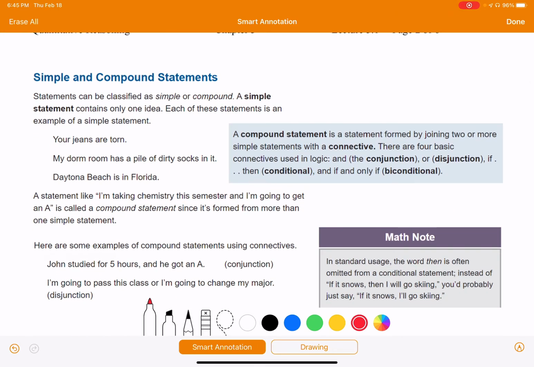All right, next we have simple and compound statements. So simple and compound statements are exactly what they sound like. A simple statement contains one idea. A compound statement will be two simple statements put together. When we put those two simple statements together, we are using a connective. Those connectives are called conjunction, disjunction, conditional, or biconditional. Each of those has a specific word that we will see in the sentence. So we will see and for a conjunction, or for a disjunction, if then for a conditional, and if and only if for a biconditional.